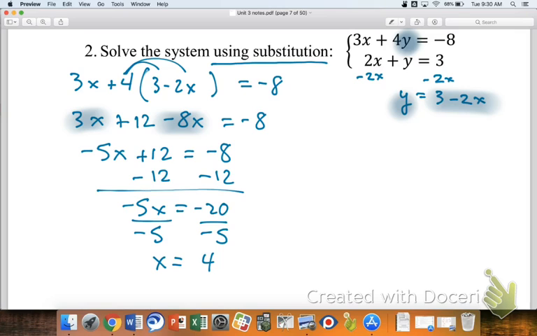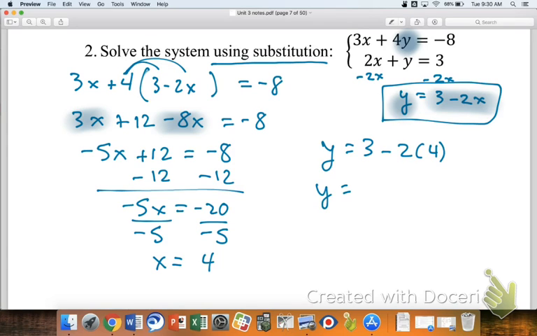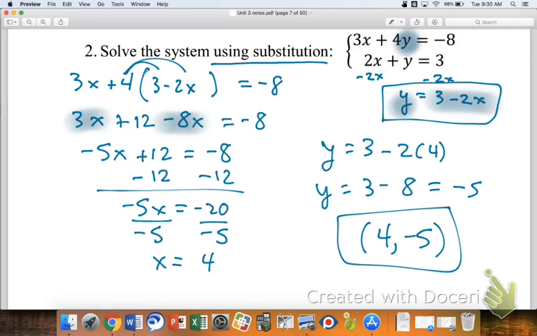Of course, you guys know that's only half the answer. It's a point, so it's got to be x comma y. Did you guys plug back in? Yep. And isn't this the easier of the two equations to use? Yep. So I would write y equals 3 minus 2 times 4. Following order of operations, I get 3 minus 8, which is negative 5. So 4 comma negative 5 is my solution to my system. And I'm done.